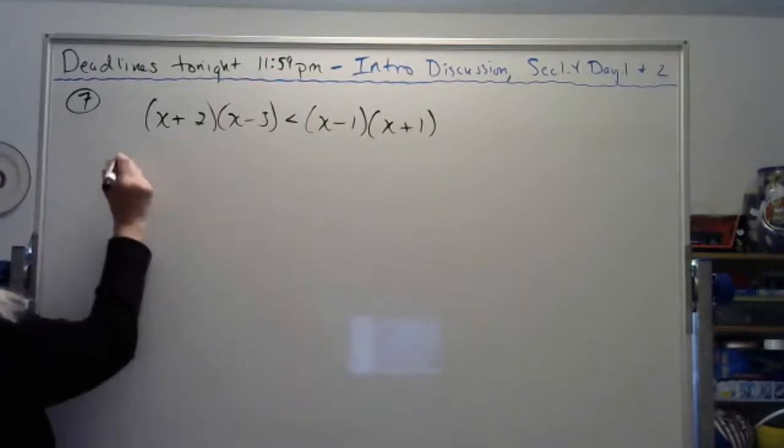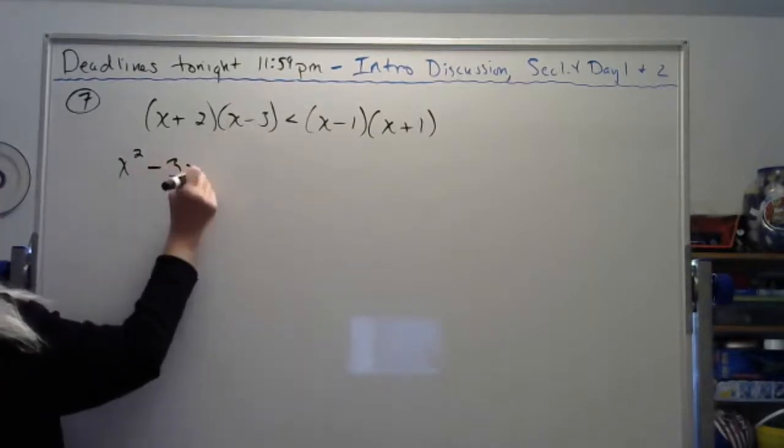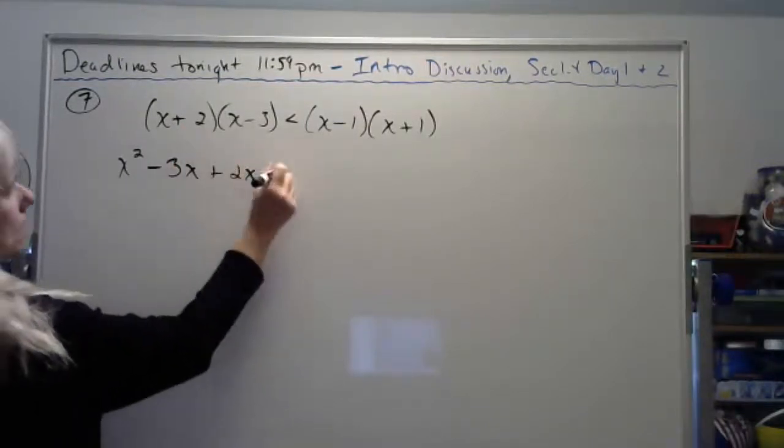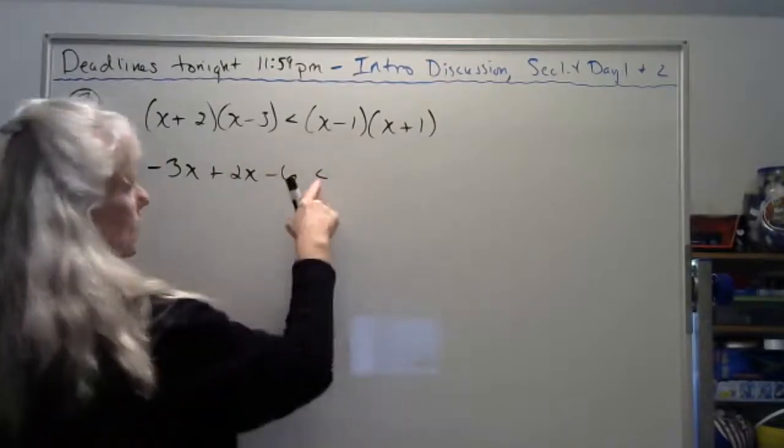From the first one on the left side, we'll get an x squared for the first term, that's x times x. The outside term is going to be a minus 3x. The inside term would be a plus 2x, and the last term would be a minus 6. I'll go ahead and do the same thing on the other side. So we now have less than.